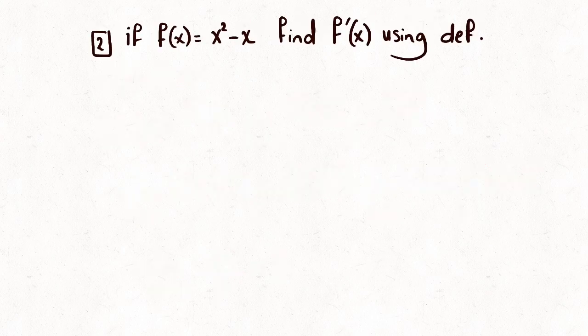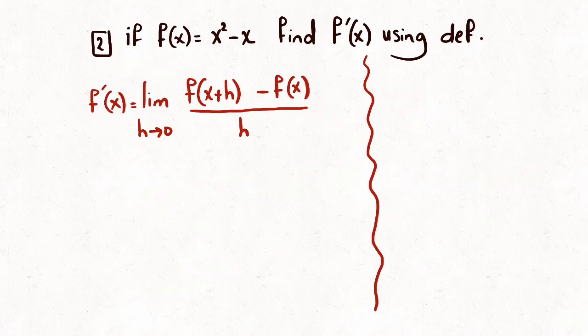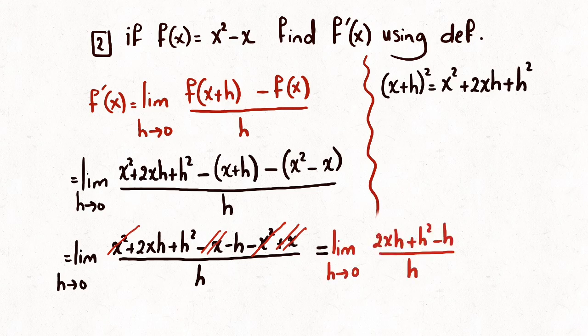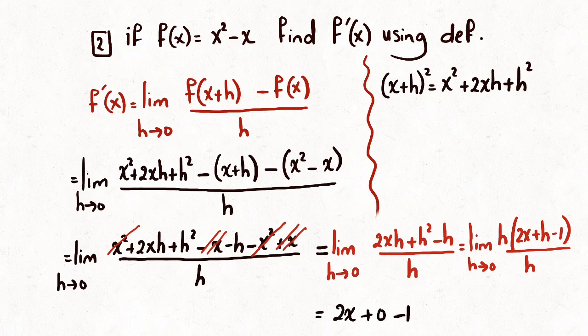We start with another example. Find the first derivative using the definition. The definition again, limit of f of x plus h minus f of x divided by h as h goes to 0. We substitute those terms into the given function. We do the simplifications and we end up having the limit of 2xh plus h squared minus h, divided by h. We notice that h is a common factor in the numerator. We take it out, we cancel it, and we substitute h equals 0 at the last stage to find that the answer is 2x minus 1.